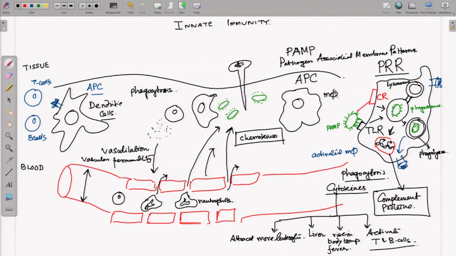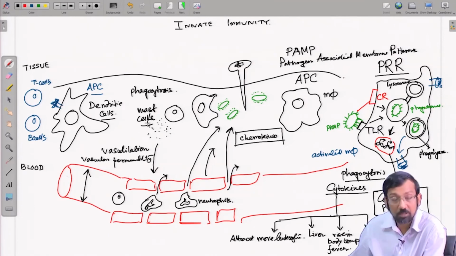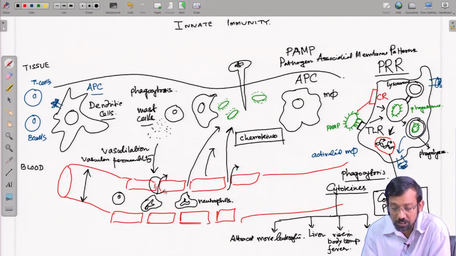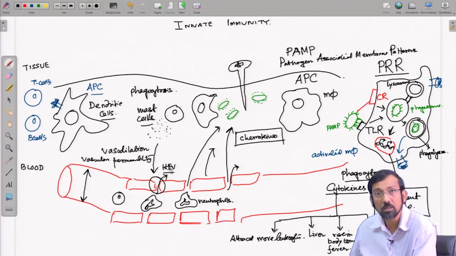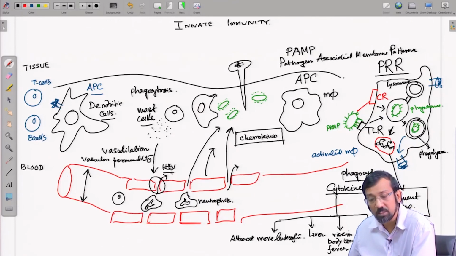And then there are the antigen presenting cells, the macrophages and the dendritic cells, and you have the mast cells also. Immediately there is release of histamine, which leads to vasodilation and an increase in vascular permeability, leading to opening up of the high endothelial venules or the HEVs, thus facilitating migration of more of the neutrophils and the other cells of the immune system to the site of action.